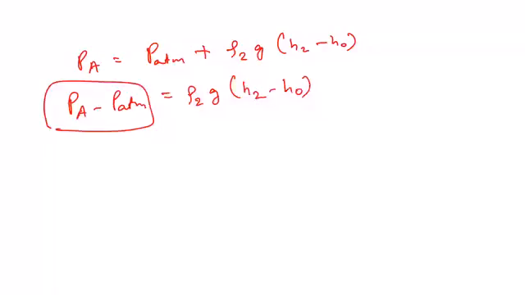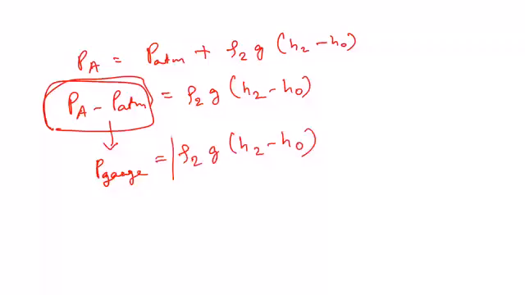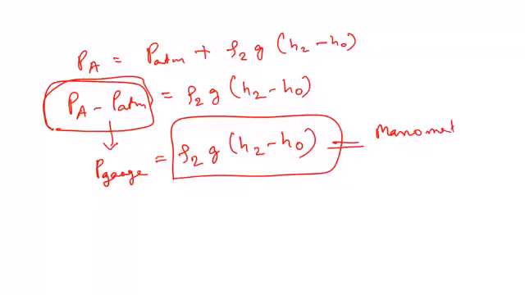Now let me say this: PA minus P atmosphere is called the gauge pressure. So what I can get from here is the gauge pressure, and the value of the gauge pressure will be ρ2 g (H2 minus H0). This is actually the pressure we got due to the manometric fluid, which is also called the gauge pressure.